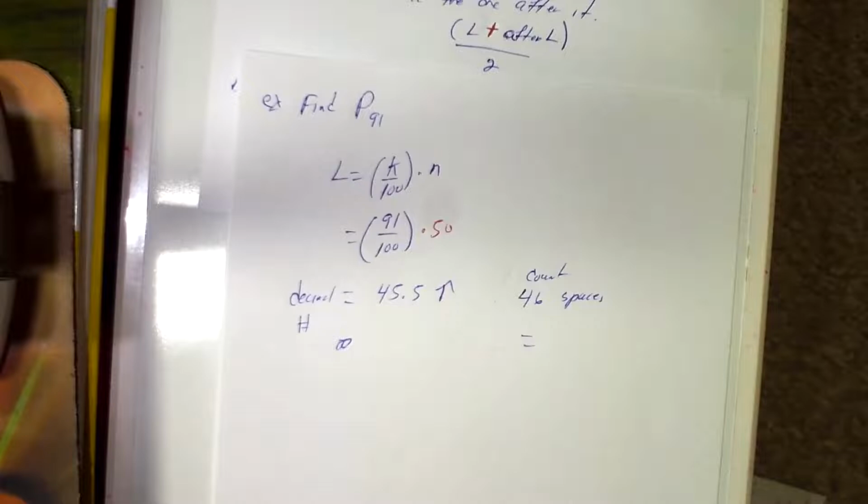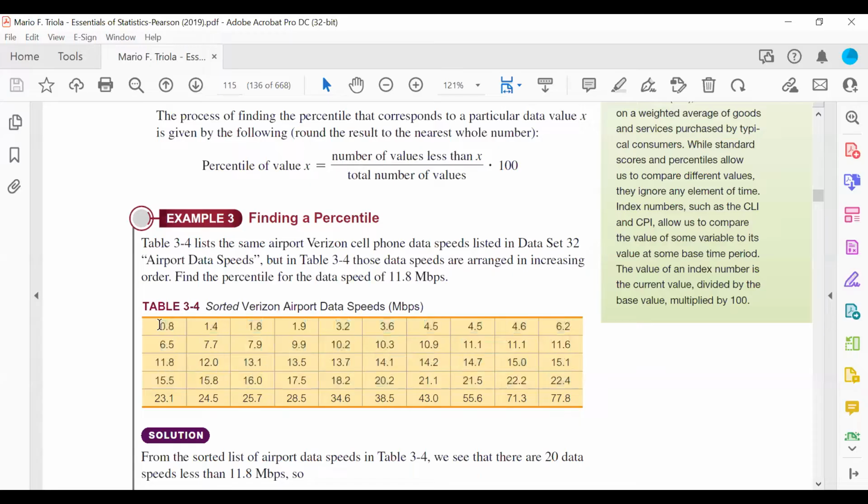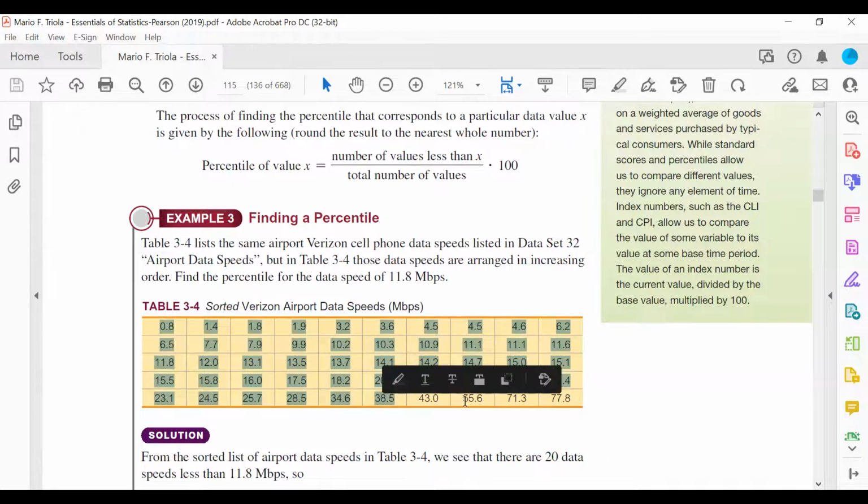Here we go. 10, 11, that's 21, then 40, I need to go to 46: 41, 42, 43, 44, 45, 46. There it is, value 38.5. And you're done. That's the 46th value on the list.